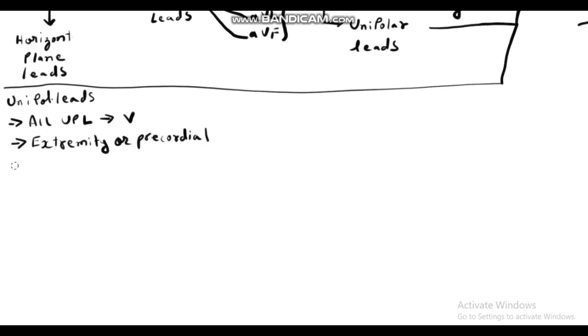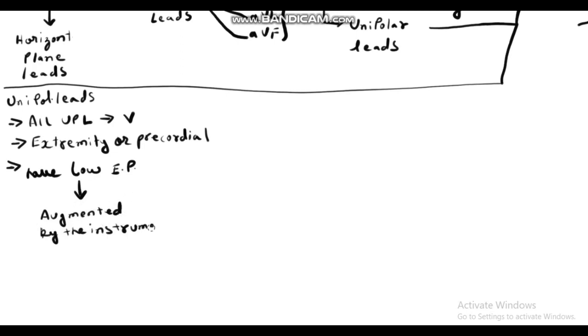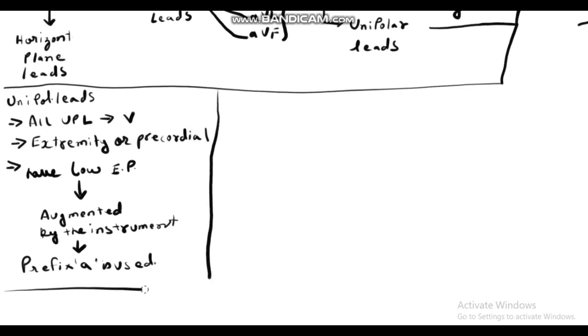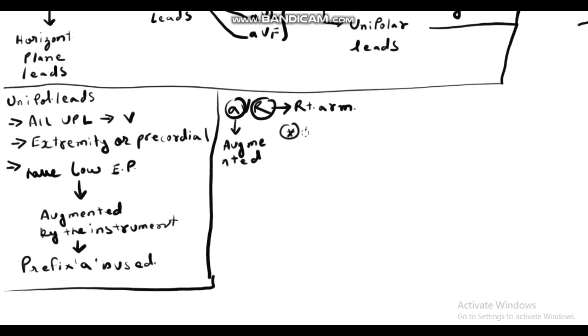Due to this low electrical potential, these are augmented by the instrument. That's why the prefix A is used before the leads, that is AVR, AVL, and AVF. Now let us see what AVR, AVL, and AVF are. In AVR, A corresponds to augmentation, the augmented part, and R represents the right arm lead.